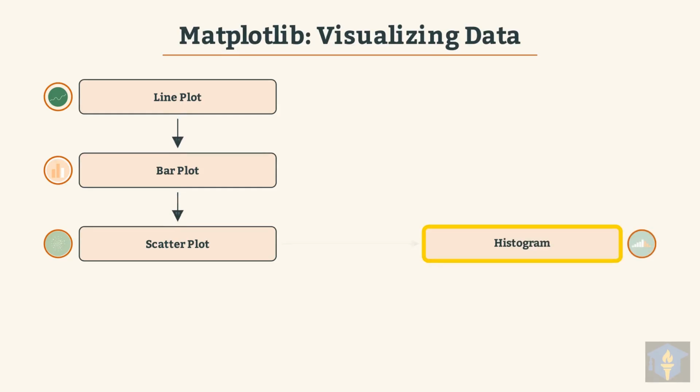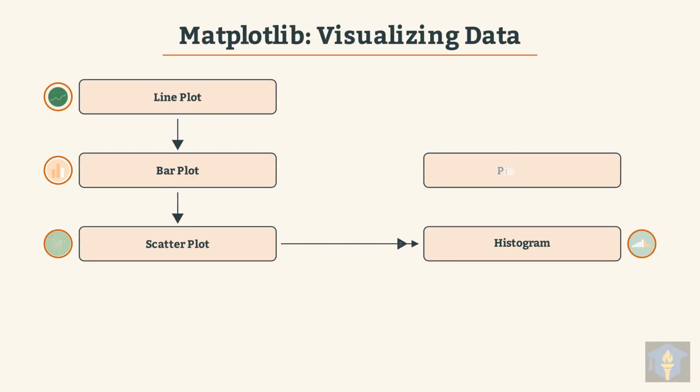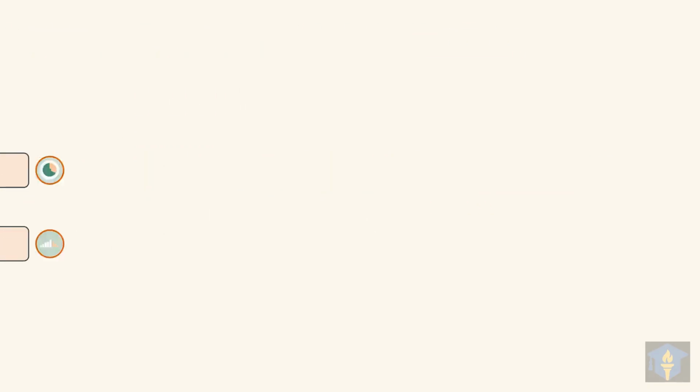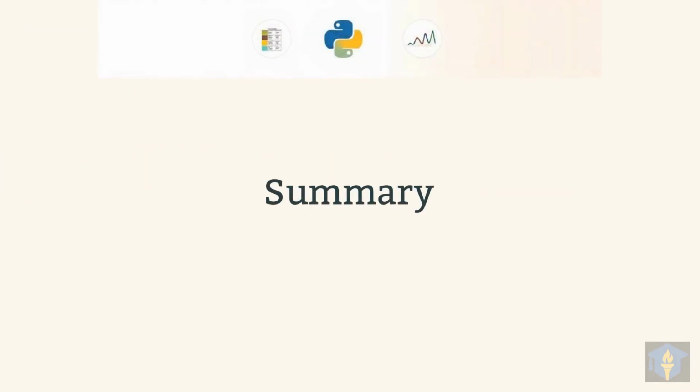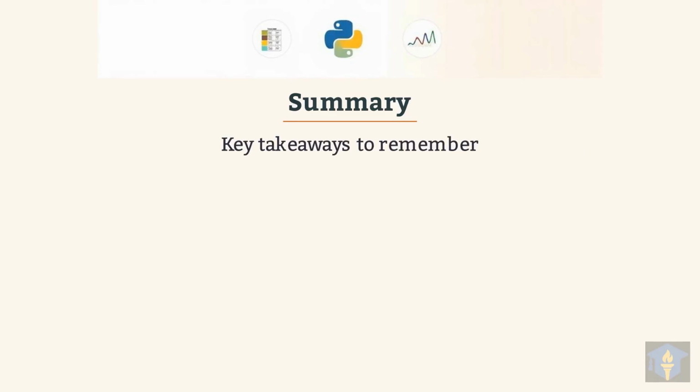Histograms are used to display the distribution of a single numerical variable, showing frequency within bins. Lastly, a pie chart represents parts of a whole, showing proportions of different categories in a circular form. This slide brings us to a summary of what we've learned, highlighting the most important concepts from our session. Let's review the key takeaways, the essential points you should remember from our discussion today.